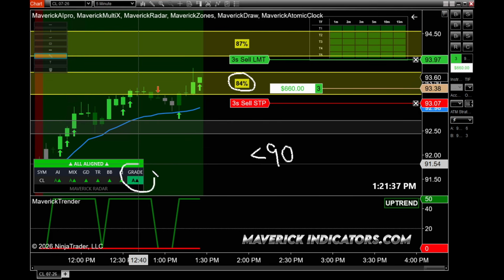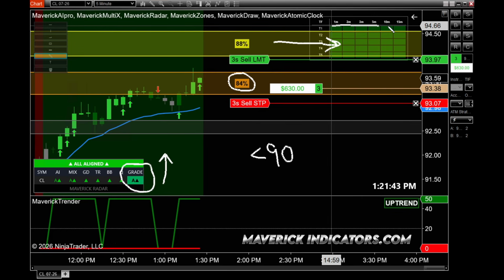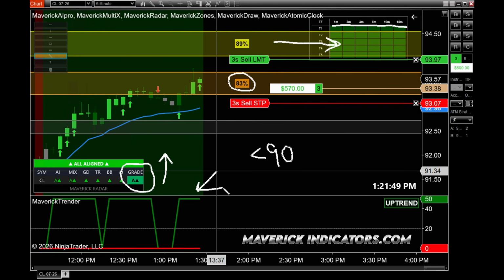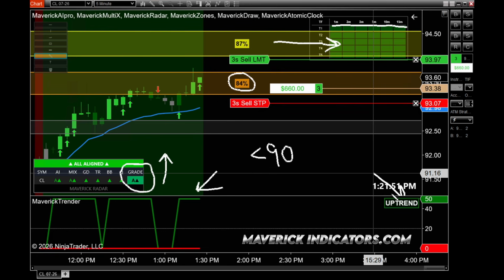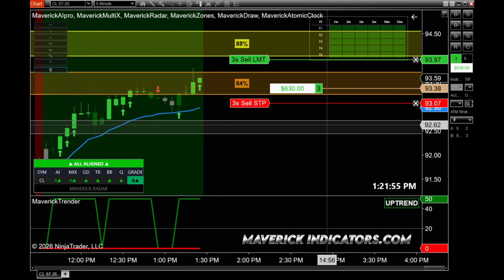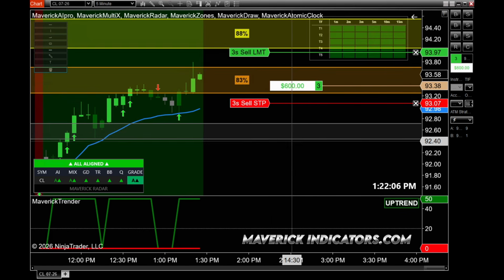We got still an A+ setup to the upside. Love seeing that. Okay, all 5 traders are still bullish to the upside across 6 time frames. Beautiful. Maverick trender still pegged to the top, still have an uptrend label. This is what clear vision looks like. Pretty stress-free here. So I'm going to keep watching this trade. I'm going to leave my screen up.